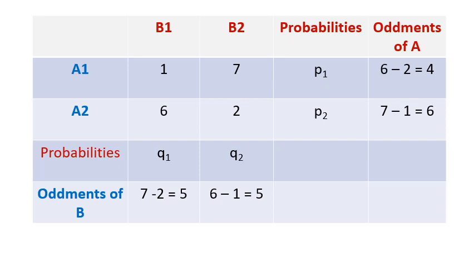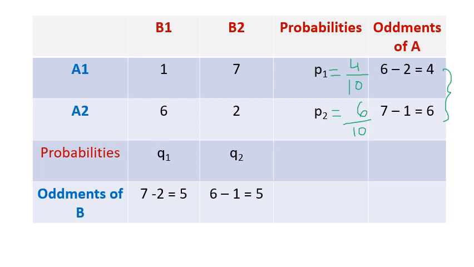Now you have to find out P1 and P2. P1 will be equal to the oddment of A1, that is 4, divided by this 4 plus this 6. Total is 10, right? 4 plus 6 is 10. So P1 will be 4 by 10. Similarly, P2 will be this 6 divided by 4 plus 6, that is 10. So P1 will be 4 by 10, and P2 will be 6 by 10.